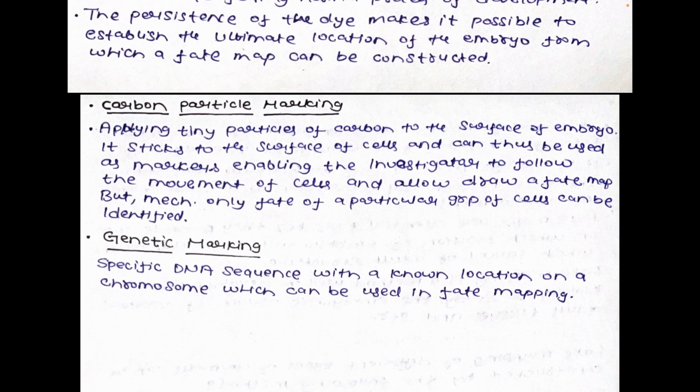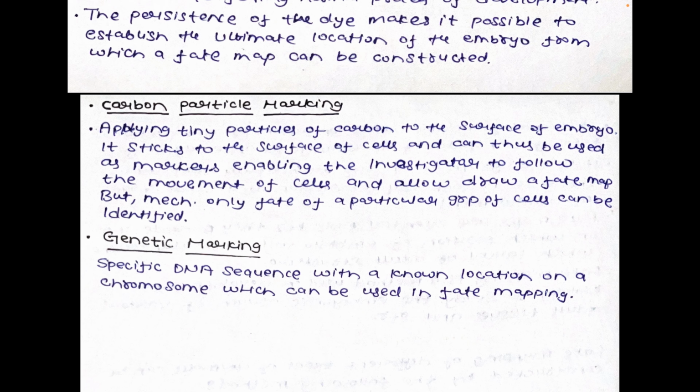Let's quickly recap. A fate map is a diagram of the early embryo, egg, blastula or gastrula, showing the presumptive fate of each region, what it will normally become. Remember, it records fate, not the full potency of a cell.